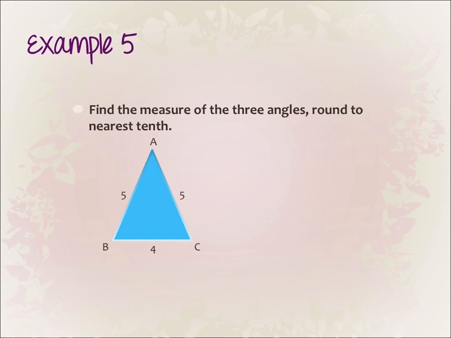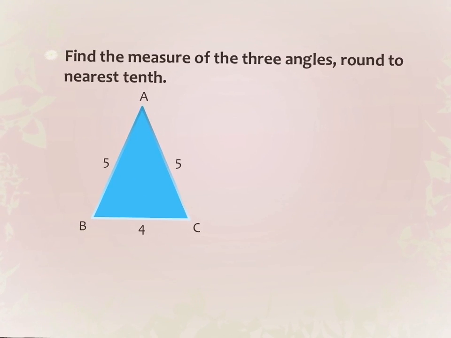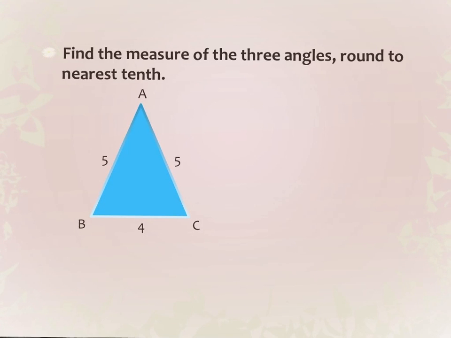Okay, example 5 says to find the measure of the 3 angles and round to the nearest tenth. So the difference with this one is this is not a right triangle. What you should notice about it, it is isosceles. So for something like this, you'll actually need to draw the altitude down, making this into 2 right triangles. If it's isosceles, that altitude cuts this into 2 congruent parts. So now I know the 2 side lengths of the smaller triangles would each be 2. The hypotenuse of each of the smaller triangles would be 5.